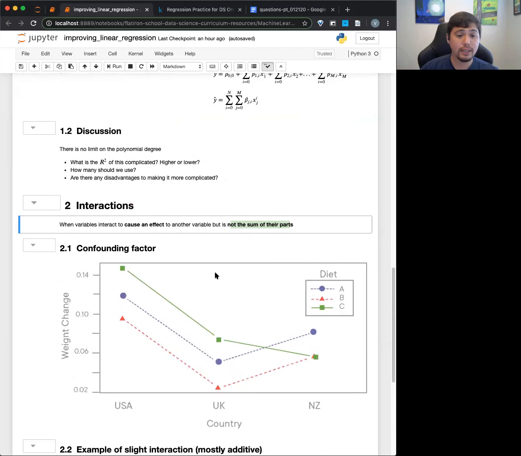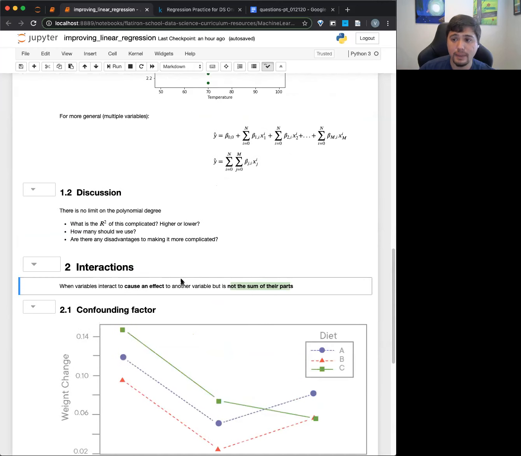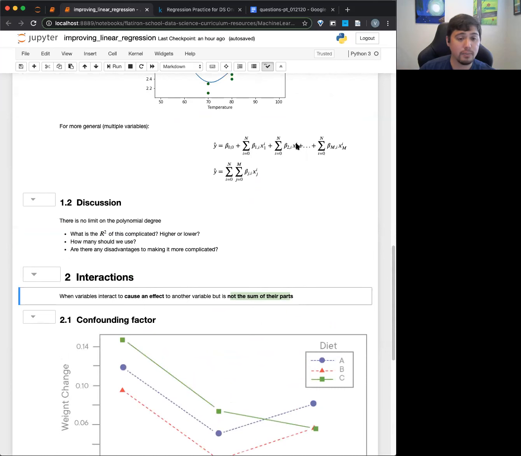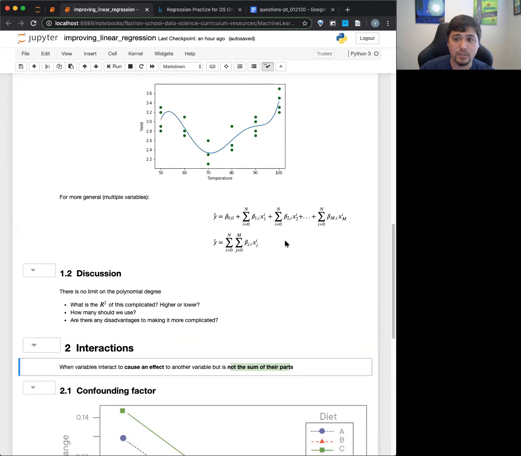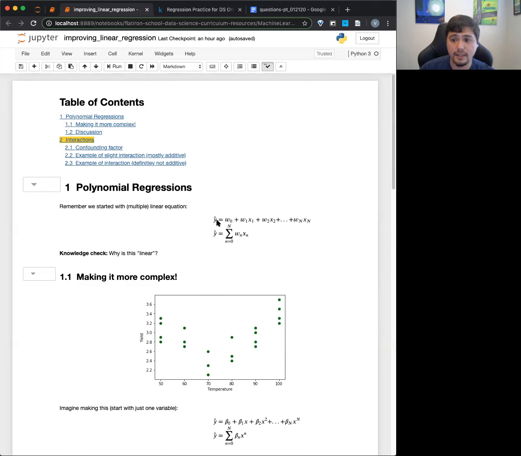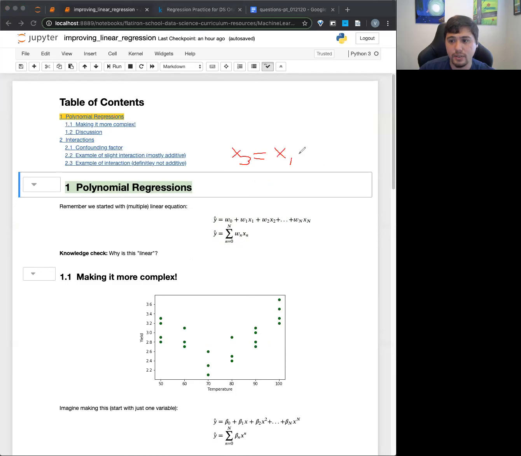But real quickly, the reason I want to bring this up is that this interaction term is essentially just like how we did with polynomial terms. It's just a new term that we add into our linear regression. So it's still a linear regression, just like this guy. But for example, like this x squared term, let's say we have x1 and x2. We now have something like x3 is equal to x1 times x2.